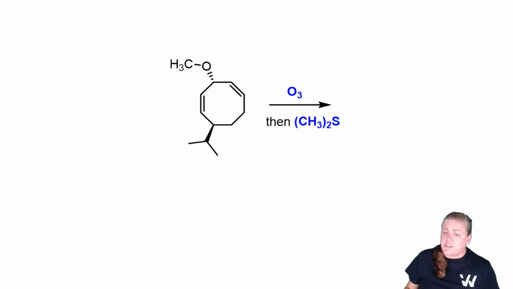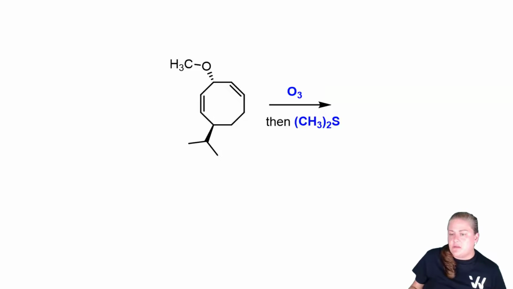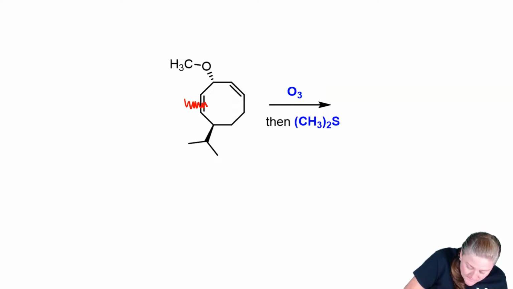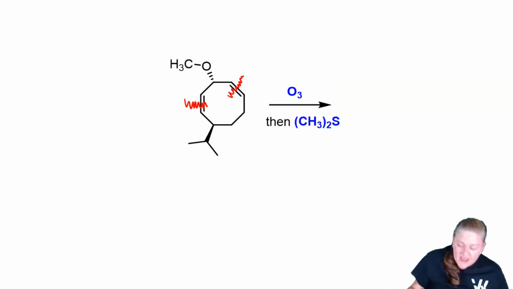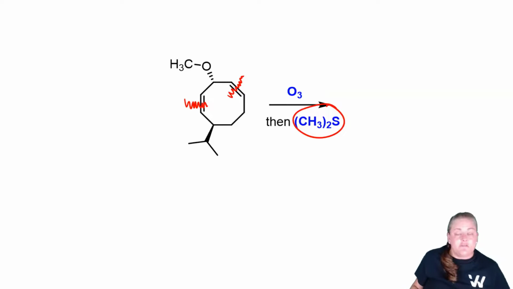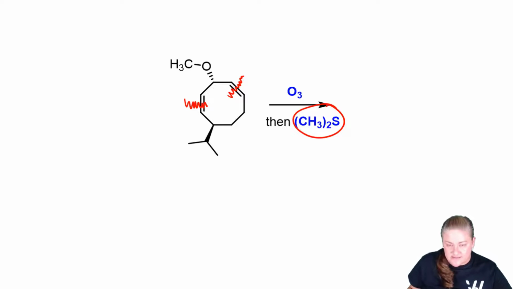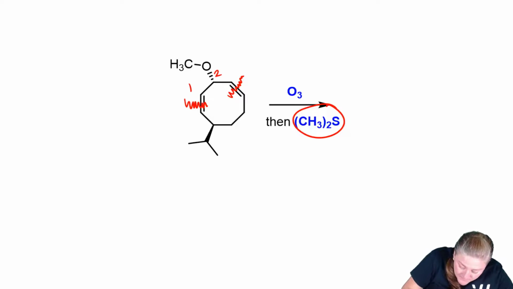Now this one's especially tricky because yes, it's contained within a ring, but there are also two alkenes that we're going to split here and here. And you'll notice again that we have dimethyl sulfide as the workup. So it's almost as if we're going to be cutting this ring in half and have two separate pieces. So let's number the carbons on both sides. 1, 2, 3 up here, and on the bottom 1, 2, 3, 4, and 5.